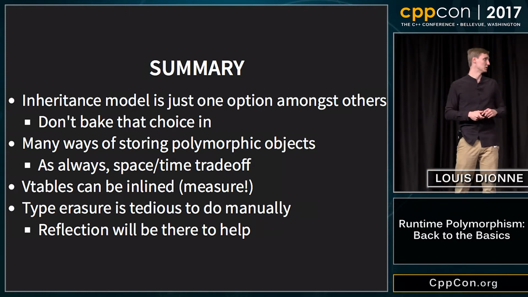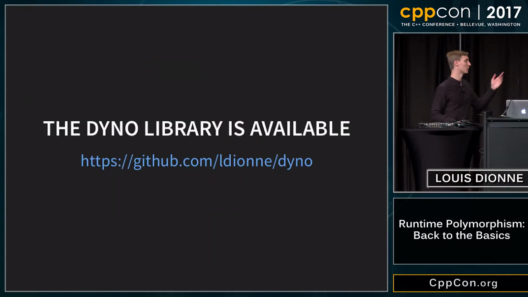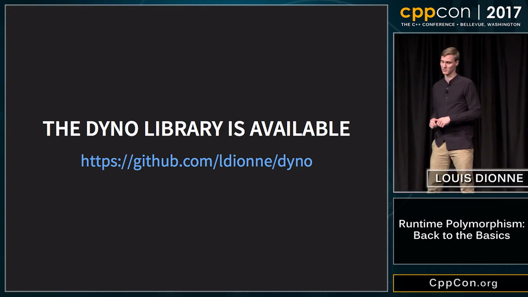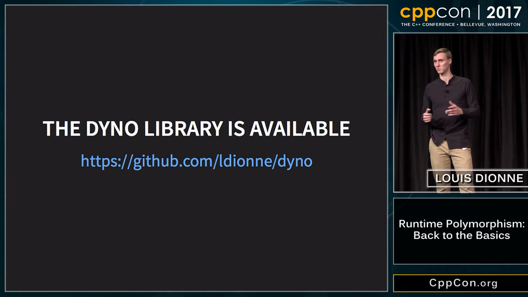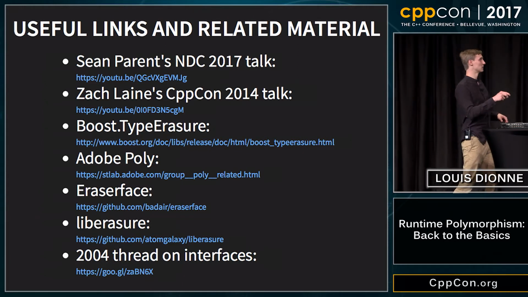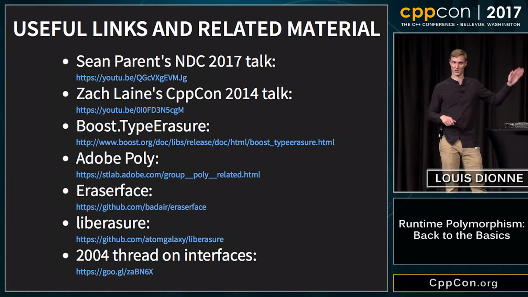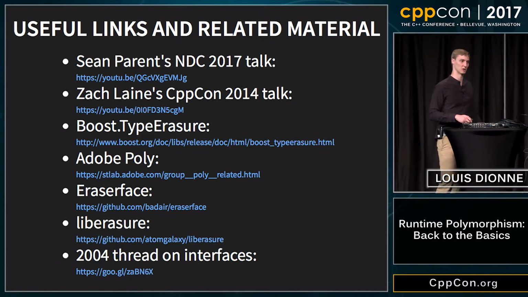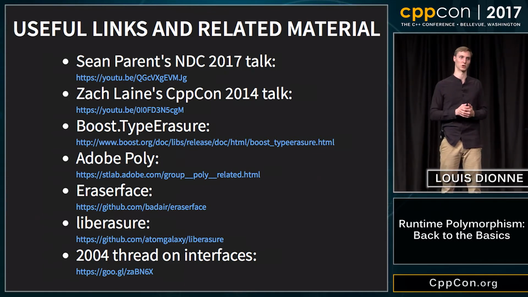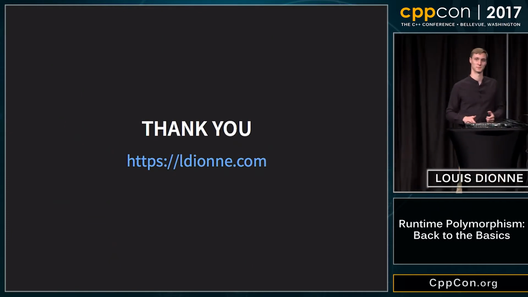And type erasure is really tedious to do manually, but reflection will be there to help. So the Dino library is available online. It's not production quality at this point. This is still a little bit experimental, but you can look at it, and I'm welcoming of pull requests. Here's a bunch of links. The slides are going to be published, so you can go watch previous talks or read on the subject of type erasure. There's plenty of material out there. A bunch of people have worked on this problem before me. And that's it. Thank you very much.